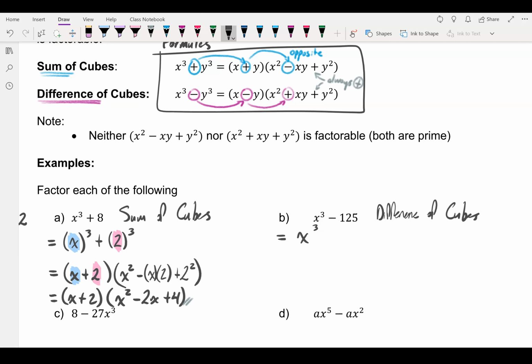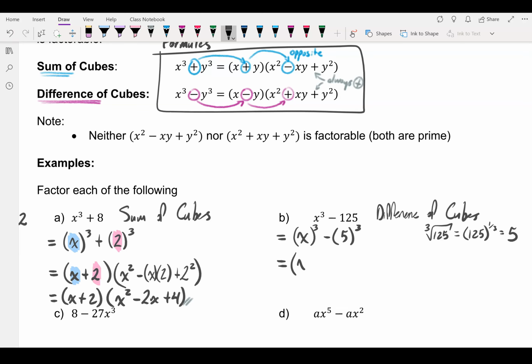We have x cubed, or in other words, x in brackets, cubed. And then the cube root of 125 is 5, so this is 5 cubed. And again, if you're not sure, the cube root of 125, or in other words, 125 to the power of 1 over 3, that's 5, which means the cube root of 125 is 5. And we're going to use this rule, okay? So use that difference of cubes rule to write down this.